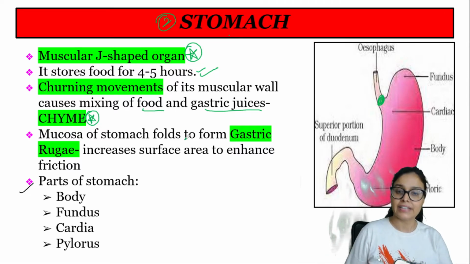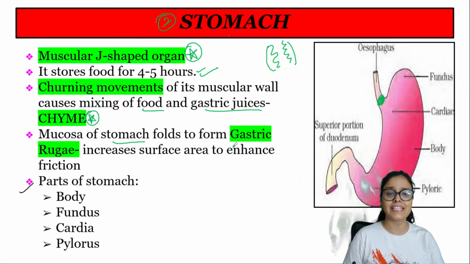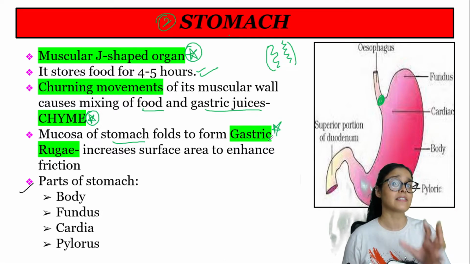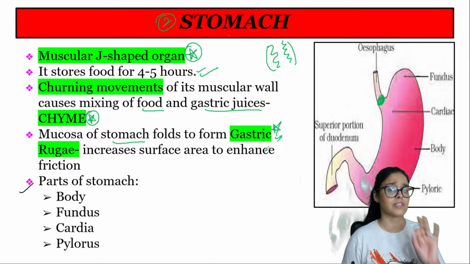Now, the inner layer of the stomach, mucosa, means it is the internal layer of the stomach, which has folds, and that is known as gastric rugae. NEET question. So you will be finding this statement in NEET, right? Gastric means stomach. Wherever you see the term gastric, it means related to stomach, साफ सीधा है, ठीक है?